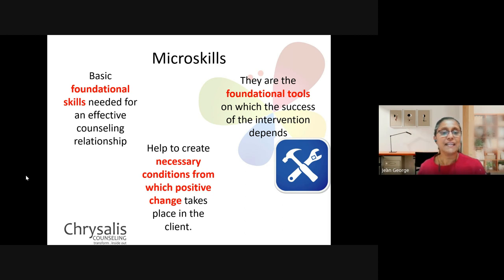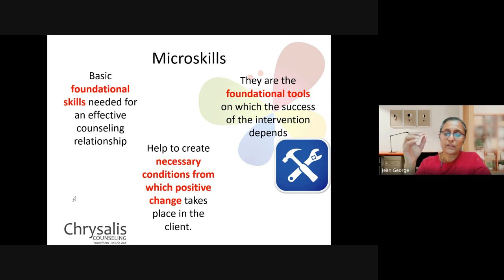Similarly, in counseling, when people come for help, you need to use certain foundational skills that are needed for the counseling to be effective. You need certain tools on which a lot of those connections depend. And lastly, you need to create some conditions where positive change can take place, okay? And this is what we call micro skills. They're not just skills, but they're like tools, and they help to improve the condition of the person who is coming to you.